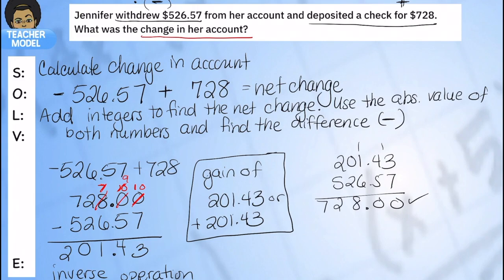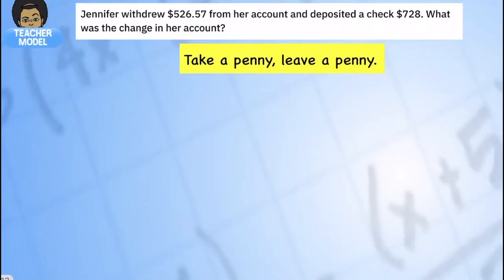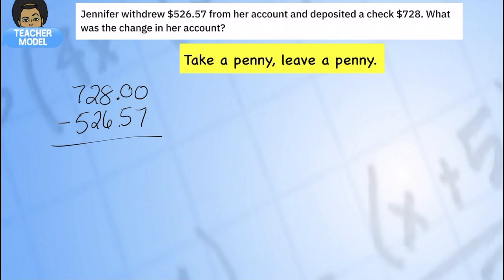All right, and as promised, since I know double regrouping is a place lots of kids make a mistake, here's a strategy that I give to younger kids in elementary school that really helps when we have double regrouping. So we're going to do 728 minus 526.57. I actually use this in the grocery store all the time to do some mental math. And it's called take a penny, leave a penny.